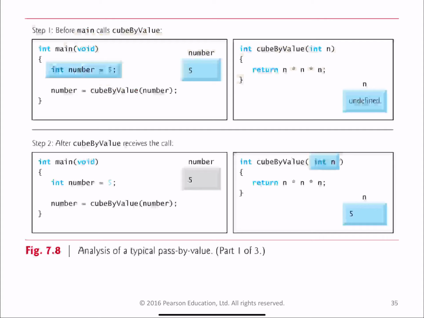Here's a graphical view of this last example that we saw, actually both examples. So let's begin with the first one, where we use the cube by value function. So here we're passing the argument by value. So we begin in the main function, initializing number to 5. So the number variable in main is 5. At that time, the cube by value function hasn't been called yet. So the value of n, the local variable n, in cube by value is undefined.